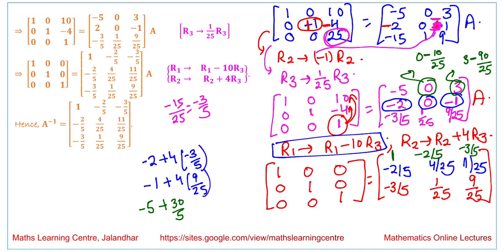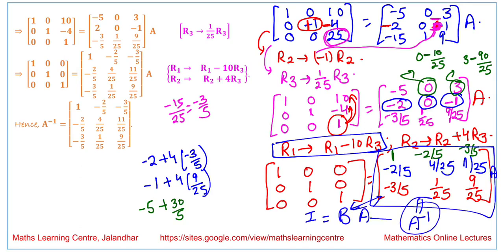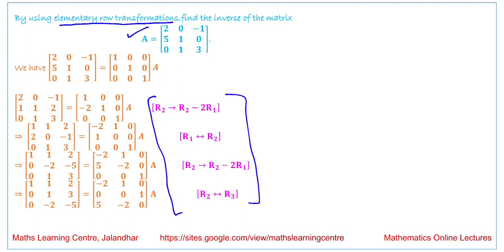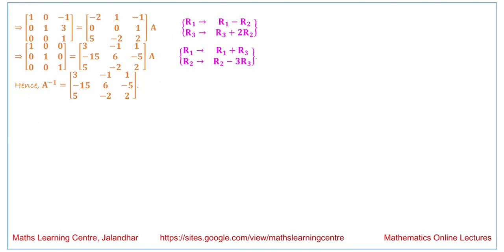So we are saying this is the required matrix, because we have obtained I equal to B into A, where B is this matrix. So this matrix is basically the inverse of the matrix A. Next, this matrix is given to us, and we have to apply the elementary row transformations to find the inverse of the matrix. These operations are shown here, that we have applied the elementary row operations and we have obtained the inverse of this matrix.